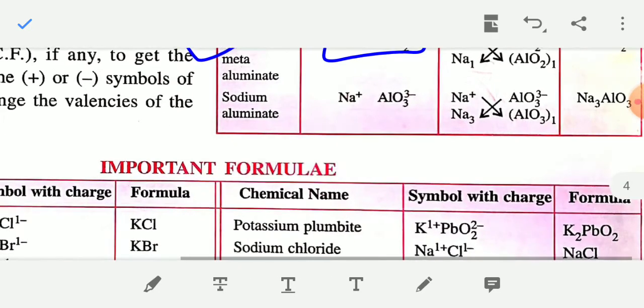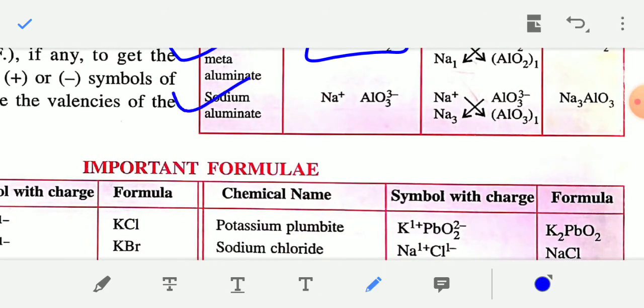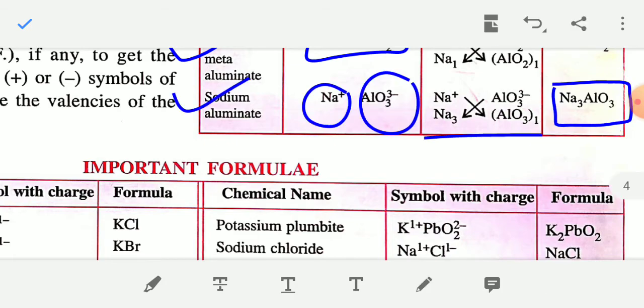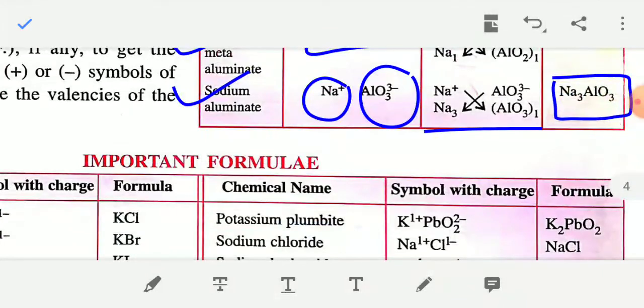And the next one, sodium aluminate, Na+ and AlO3 3-. Sodium means Na+ and aluminate means AlO3 3-. After exchanging their valency, you will get Na3 and (AlO3) whole 1. Okay, so the formula of sodium aluminate will be Na3AlO3. And here one box is given, you can see.